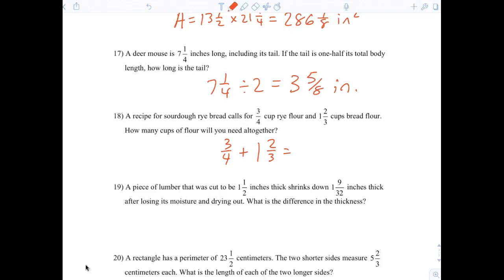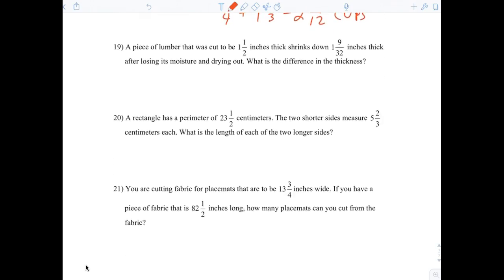Is that 2 5/12? Anybody else get that? Yes. Now you're not going to write down 2 5/12. You're going to write down 2 5/12 what? Cups. All right. I'm going to mark off if you don't put the units in, and they have to be proper units. That's correct. All right. Number 19.